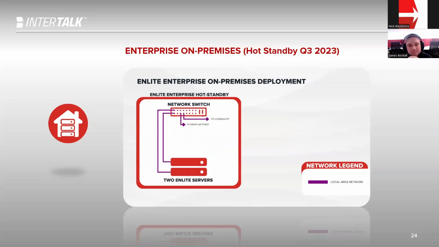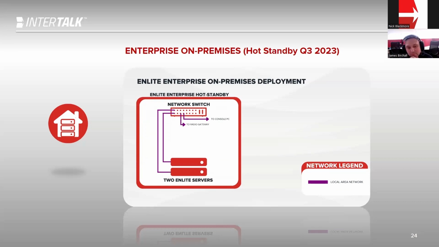Now, this is one that we don't have currently developed at the moment, but are working towards. The Intertalk Enlite hot standby on-premises architecture consists only of on-premise equipment with no cloud component. The ILS and Enlite applications do run on the same server. This architecture is considered to be one of the more common back-end equipment redundancy architectures that we have seen, where only one server is active at a time.